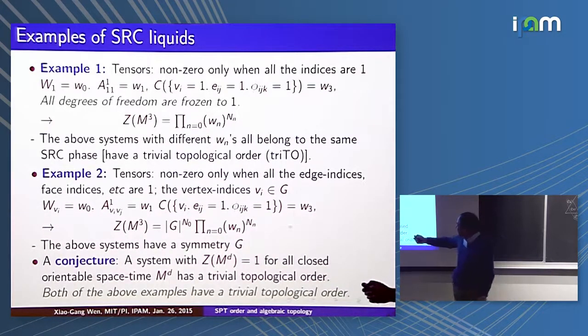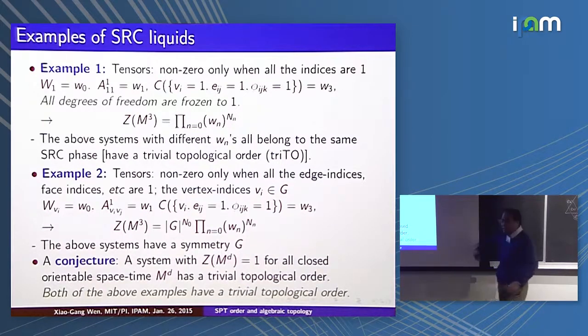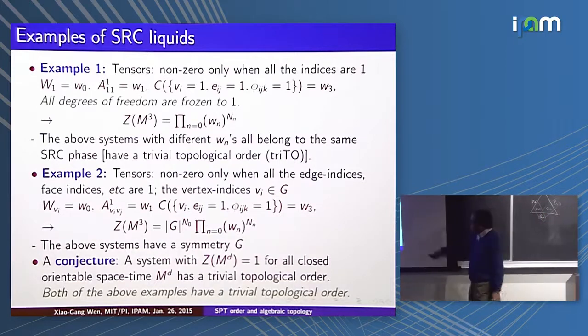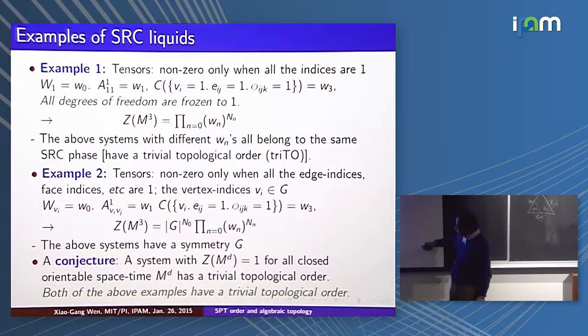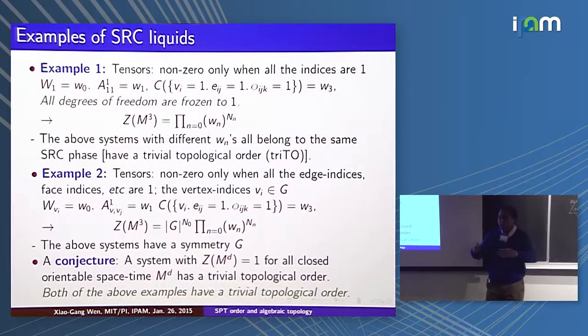In this case, the partition function is something like that. Because the vertex index can run over the order of the group, there's an extra power from the number of vertices. This is another example. They are also short-range correlated. It turns out that these two are in the same phase. Basically, we can deform the tensor of this type to this type without destroying the short-range correlation property. So these two belong to the same phase.